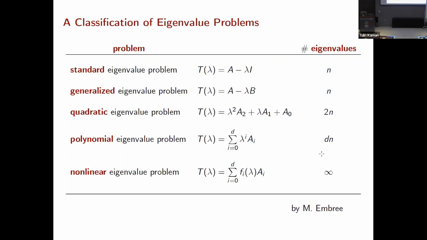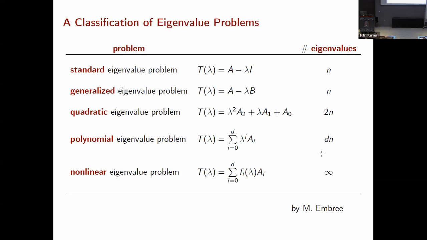So if you think about the classification, linear eigenvalue standard, if you take T of lambda, we get the standard eigenvalue problem or generalized eigenvalue problem, which we have when we have a second matrix instead of identity. And we know from theory that if the matrices A and B are of size n, then we have at most n eigenvalues as a solution of the eigenvalue problem.